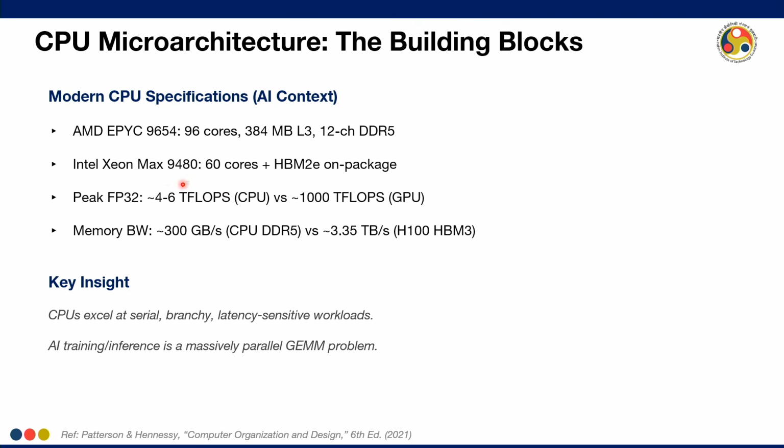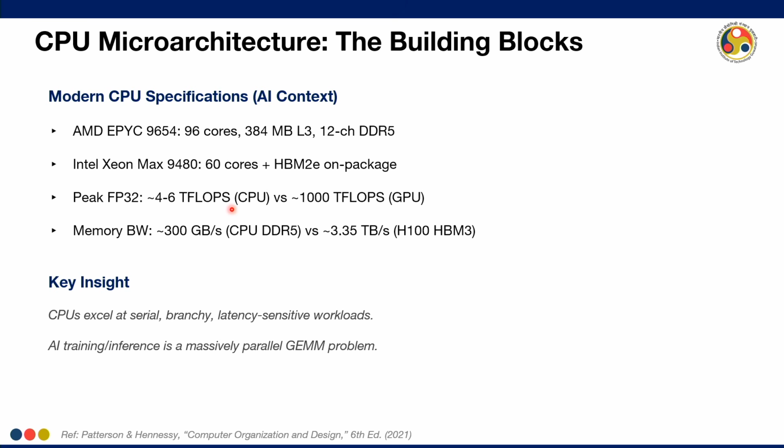When we talk about teraflops or gigaflops, flops means floating point operations. If my data type is floating point 32, this is the maximum performance I will get out of this system, which is 4 to 6 teraflops, versus a state-of-the-art GPU which has around 1000 teraflops. So you can see the difference between the peak performance of the CPU and GPU here. That means this many operations can be executed in the CPU.